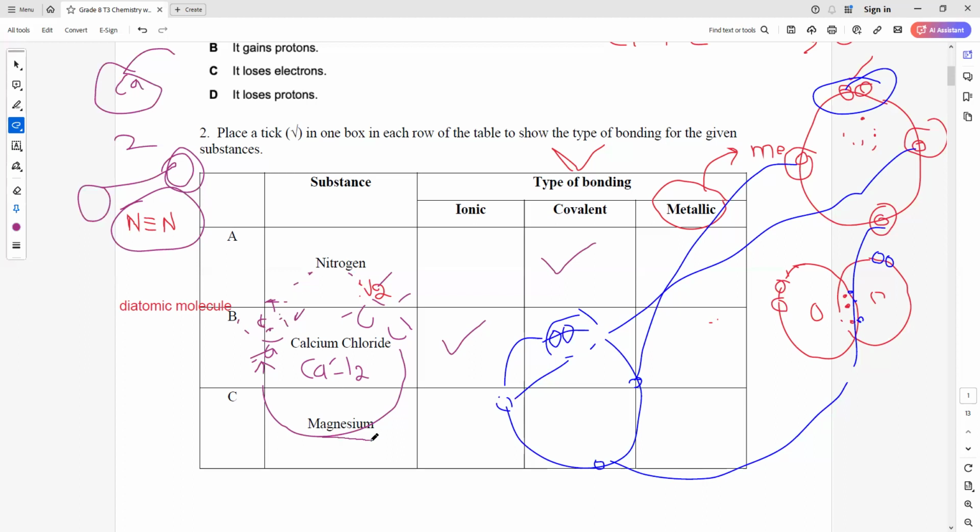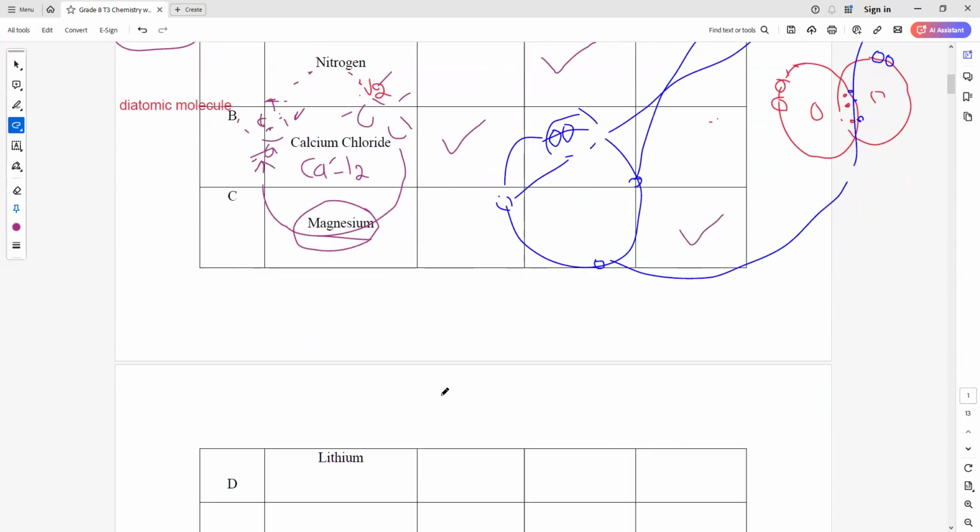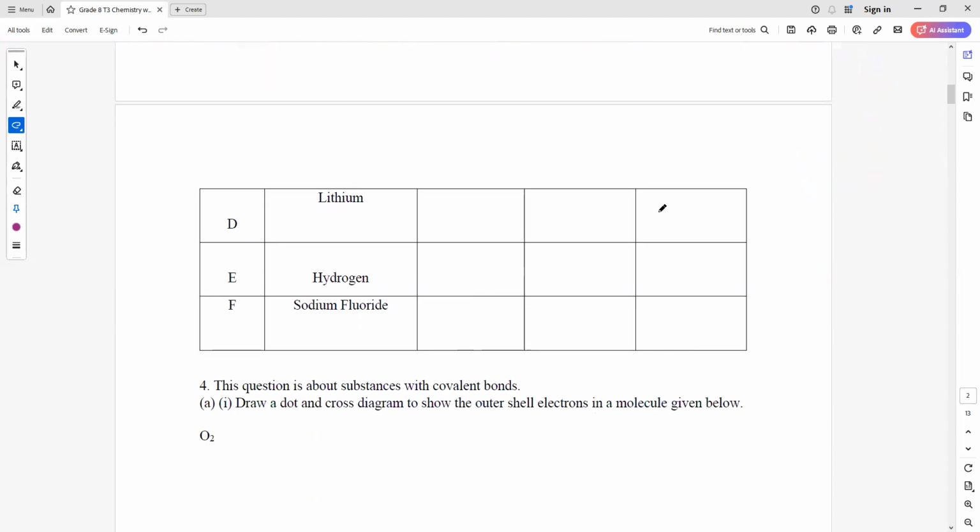Now in magnesium, what happened? Magnesium is a metal. In a metal, we will have metallic bond. The interaction or the strong bond between the metal ions and the delocalized electrons is called metallic bond. So here the answer is metallic bond. Now lithium is also the same case, right? Lithium is a metal, so we will have metallic bond.